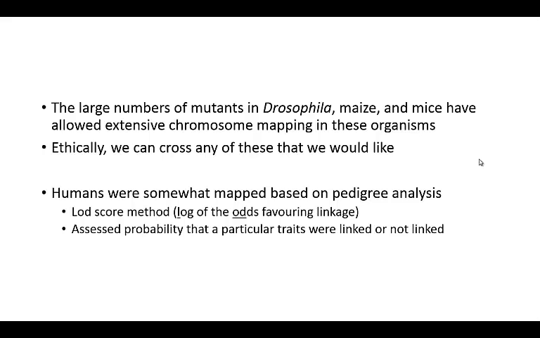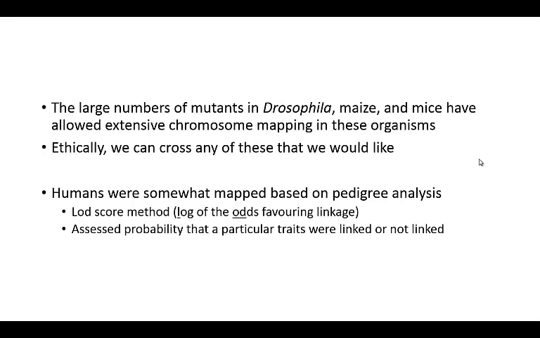It's no problem. We want to cross somebody who's recessive in this trait with somebody who's dominant in that trait, and we want to see if it's on the same chromosome. That's no problem to set up crosses like that, and many of them happen very, very quickly. However, we can't do the same sort of thing with humans.